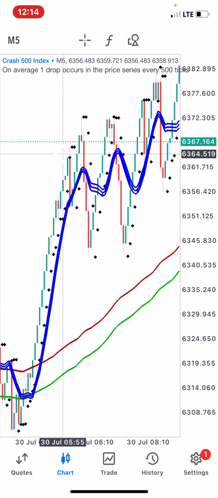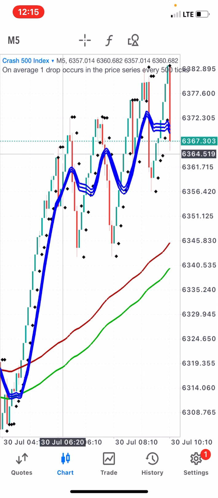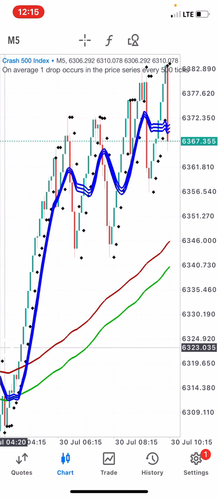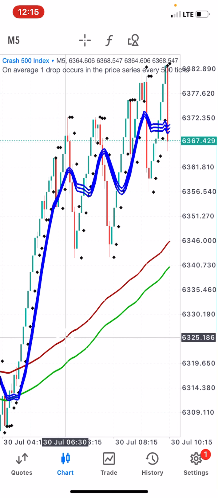So let's do an illustration of when you could enter a buy trade on crash. Number one, we said you're going to go to your 5-minute time frame and you're going to establish whether you're in an uptrend. And right now we've already established that we're in an uptrend because our candlesticks are above the red and green line, which is okay.